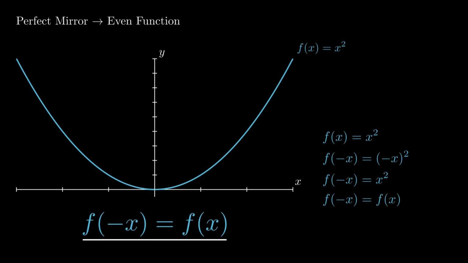So what does this mean? If f of negative x equals f of x for every x, the function is symmetric across the y-axis. It's even, and that's exactly what we've just proven. Don't worry if you didn't catch everything right away. That's totally normal. We're going to look at more examples.